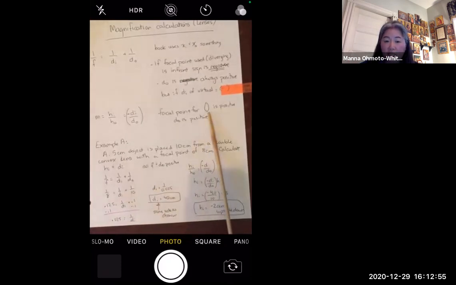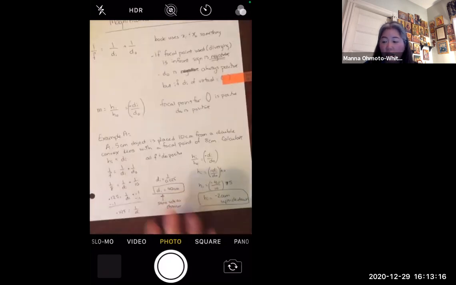So remember that for this kind of lens, this double convex, the focal point is positive, so the DO will be positive as well. So my first example, I have a 5 centimeter object placed 10 centimeters from a double convex lens with a focal point of 8 centimeters. Calculate HI and DI. So I use my first equation to find my image distance. My F is going to be positive, so 1/8 is equal to 1 over DI plus 1/10.